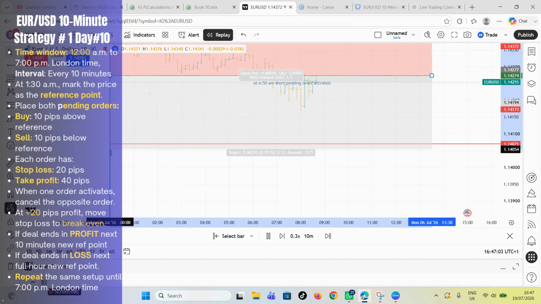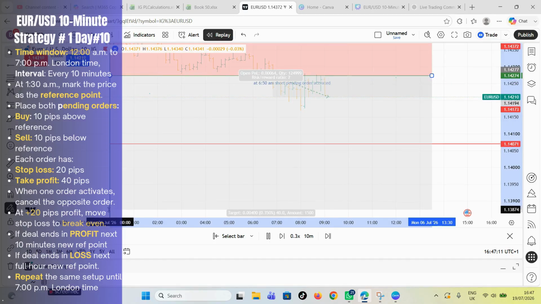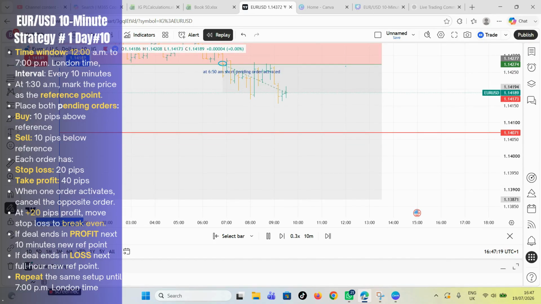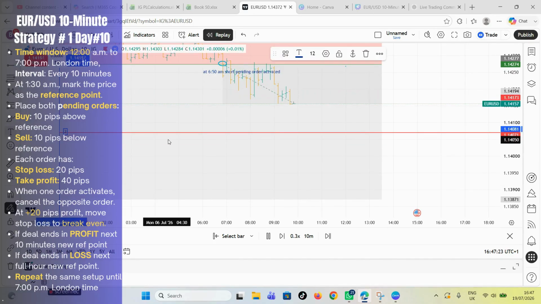We are now extremely close to the protection point. Only a few more pips are needed before the stop loss can be moved to break even. But the rule is clear. The stop moves at plus 20 pips, not at 15, not at 17, and not simply because we are afraid of losing the open profit.